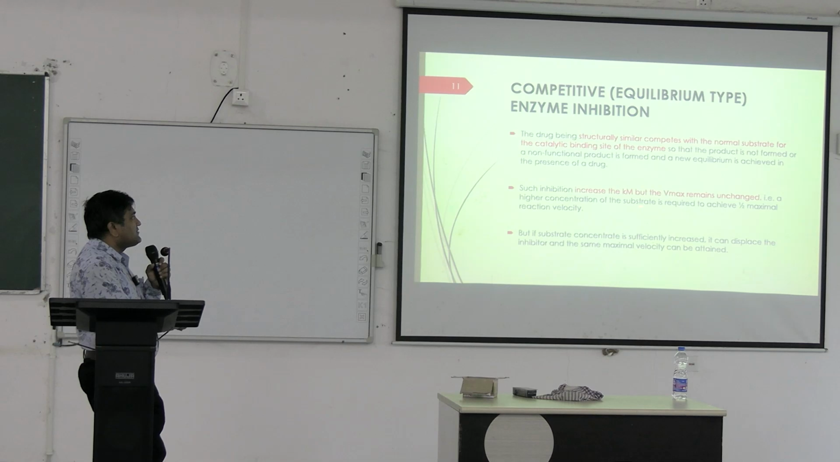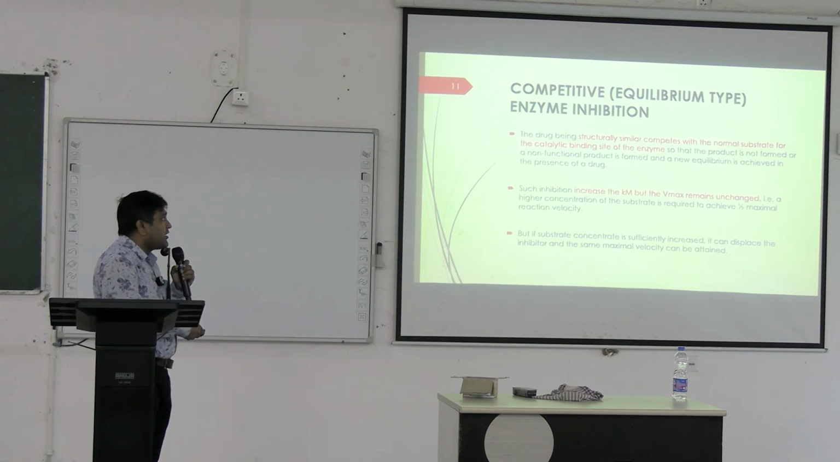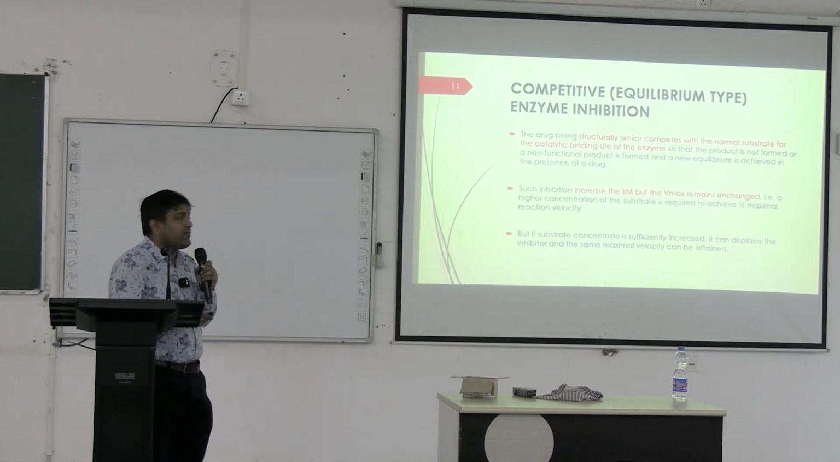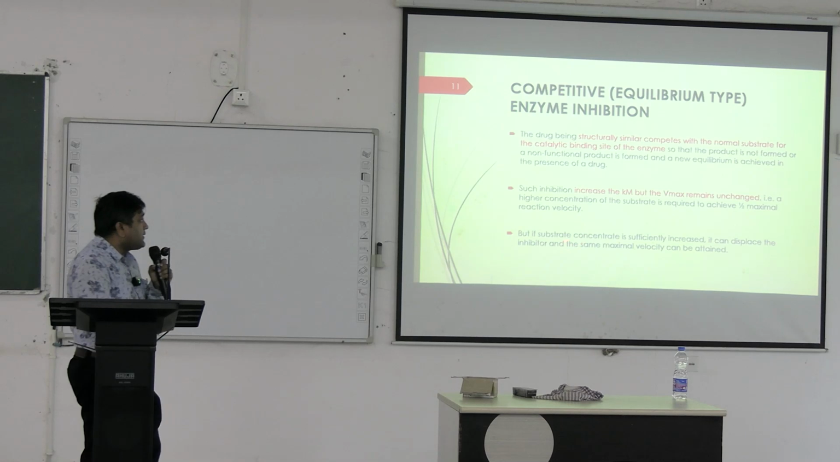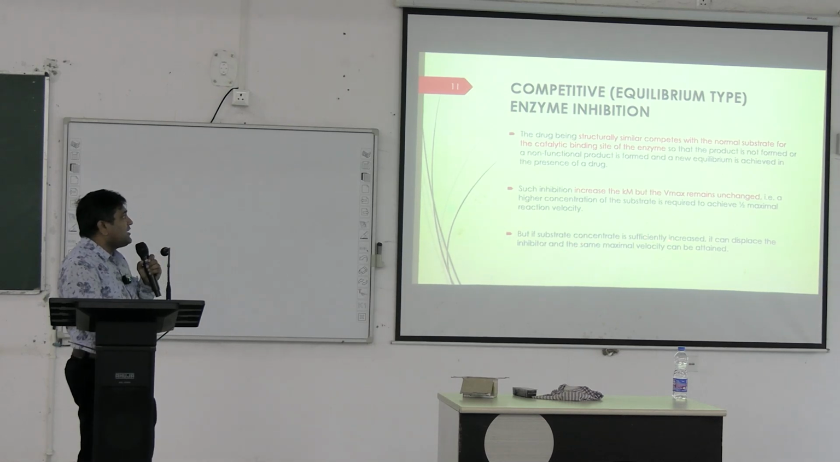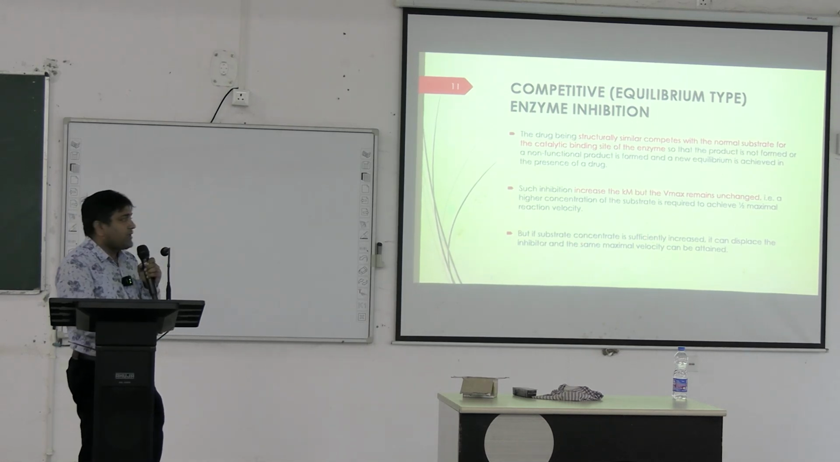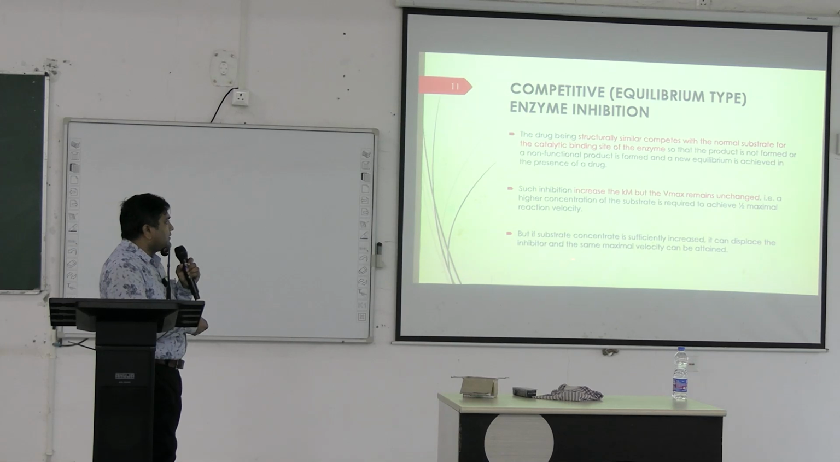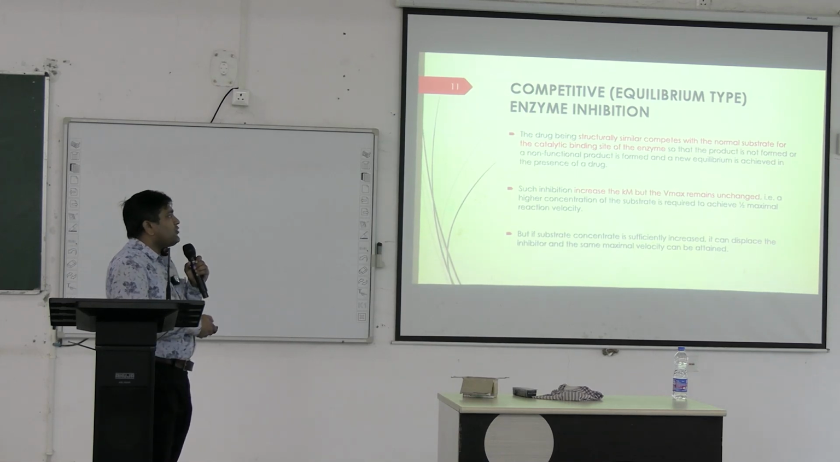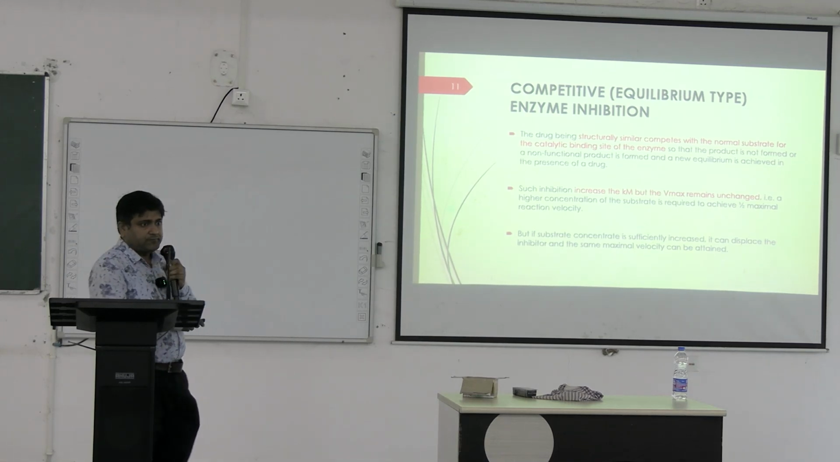That is, a higher concentration of substrate is required to achieve half maximal reaction velocity. But if the substrate concentration is sufficiently increased, it can displace the inhibitor and the same maximal velocity can be attained. Understood?